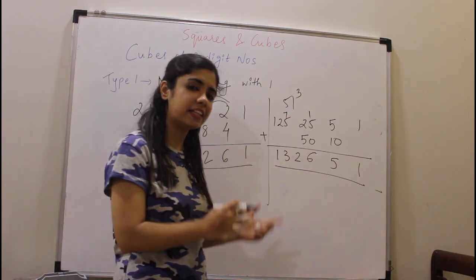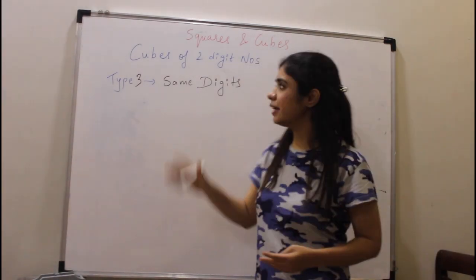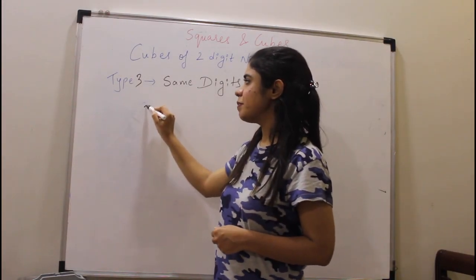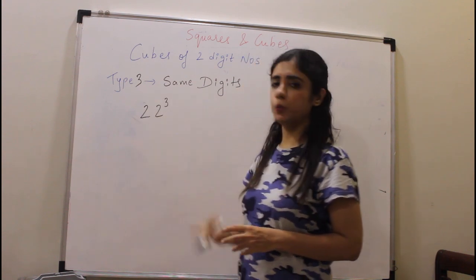I hope this clarifies your concept. Now let's look at the third category. The third category is the same digit numbers. Same digit में क्या होगा? Suppose if I ask you what is 22 cube.